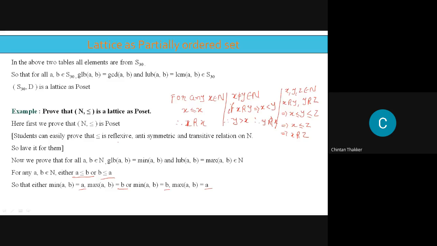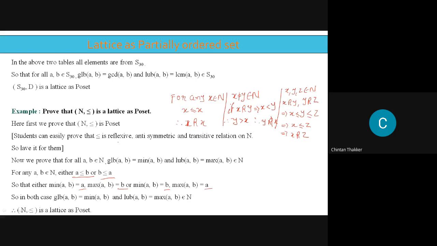Both A and B already belong to N. We take A and B belonging to N. So that means the minimum number and maximum number also belong to N. So that gives you that the GLB and LUB of A comma B belong to N. So that proves that N comma less than equal to is a lattice as Poset.